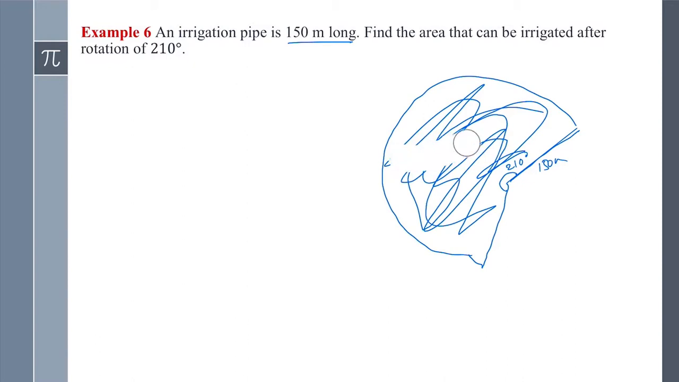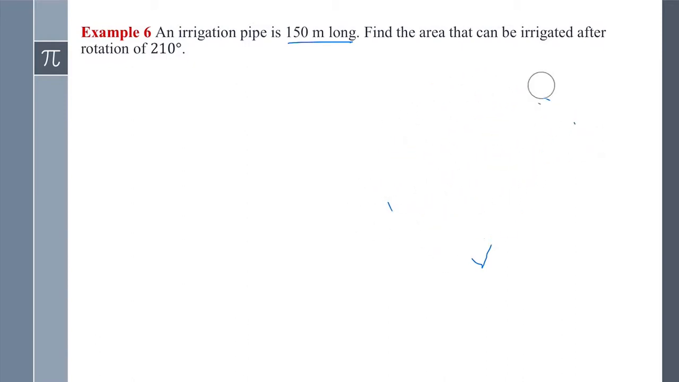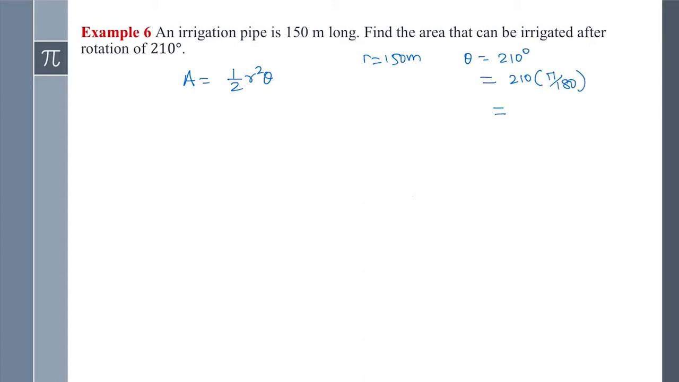So let's erase this. If we do that, the area of this sector is given by 1/2 r squared times theta. Here the radius is 150 meters. Now theta is 210 degrees. Again, remember when you're using this formula, your angle must be in radians. So we have to change this one into radians. Multiply by pi over 180 degrees, and that gives us 7 pi over 6 radians.